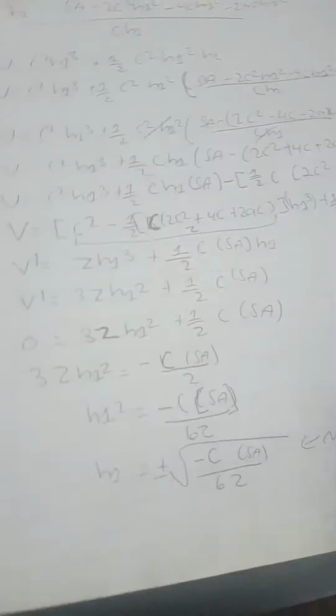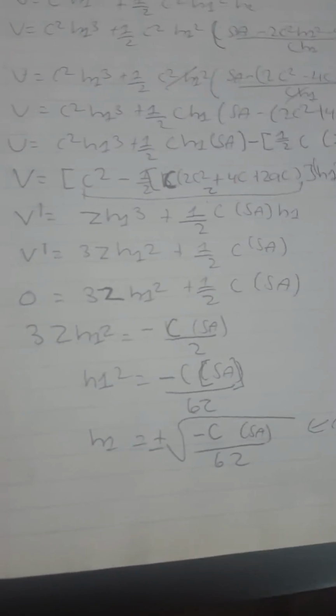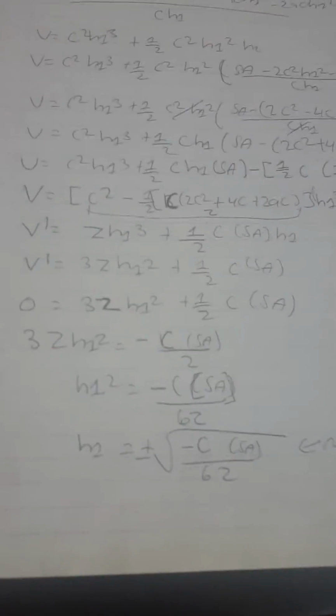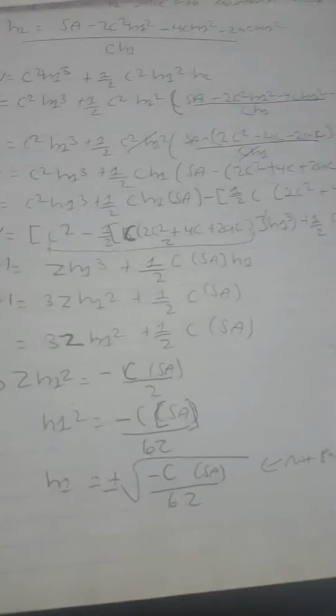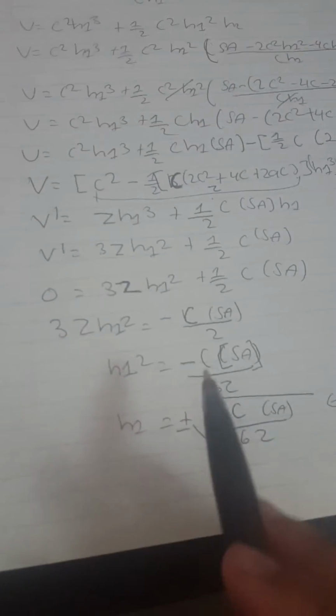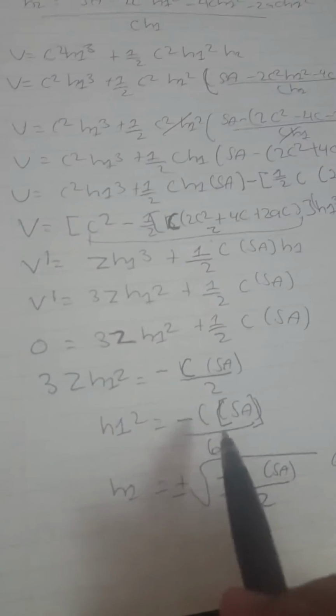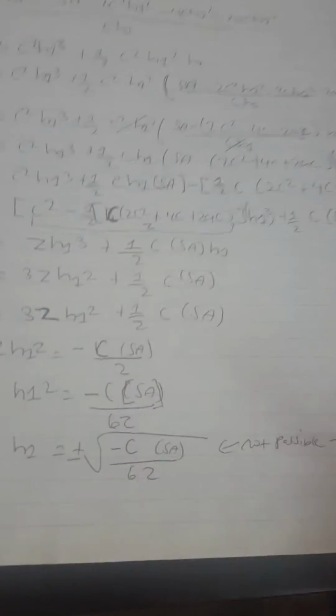Then I'm going to find the derivative of this. So bring the 3 down: 3z h1 squared. So you do 3 minus 1, that's how you get squared. Plus 1 over 2c surface area, h1, bring the 1 down. 1 minus 1 equals 0, so h1 to the power of 0 is just 1. Then I make this equivalent to 0. I bring the 3z to the other side, then isolate for h1. Get that all over here. Then I plus-minus square root it. And the negative is not possible.